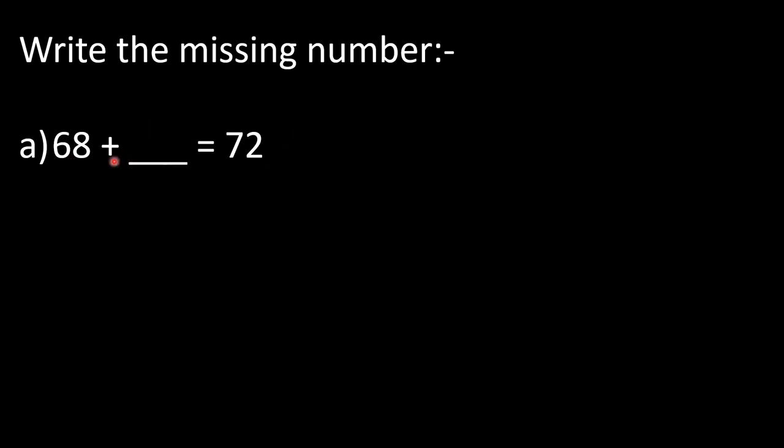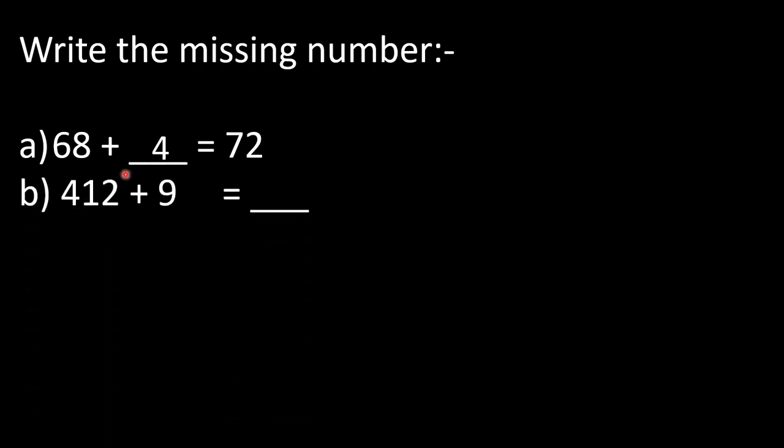Okay. Now let's start. After 68, 69, open one finger, 70, open second finger, 71, open third finger, and 72, open fourth finger. So how many fingers we have opened? That is 4. So we will write 4 here. So 68 plus 4 is equal to 72.